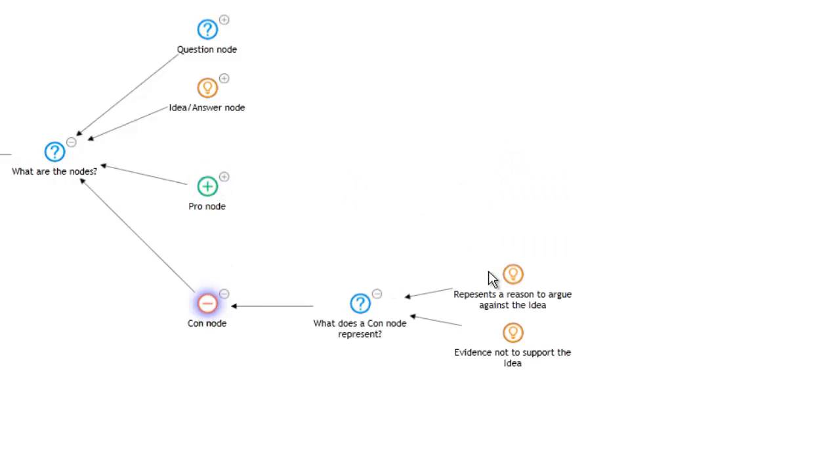A con node represents a reason to argue against the idea or evidence not to support the idea. Cons are not negative or bad things about the idea. They are reasons to reject an idea as an answer or part of an answer to a question.